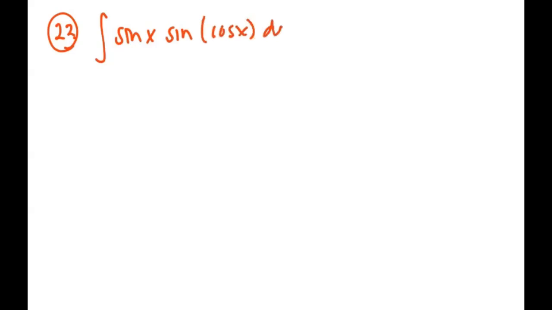Number 22. The antiderivative of sine of cosine of x, dx. Take a minute, pause the video, and come back. So we're going to let u equal cosine of x. So du would be, the derivative of cosine is negative sine of x dx.